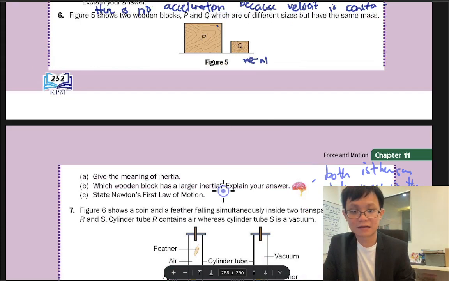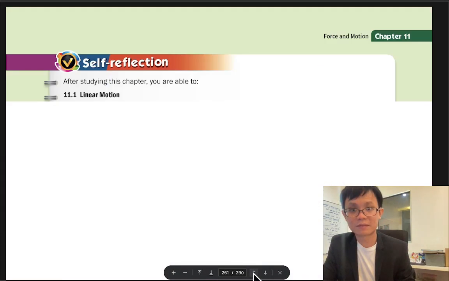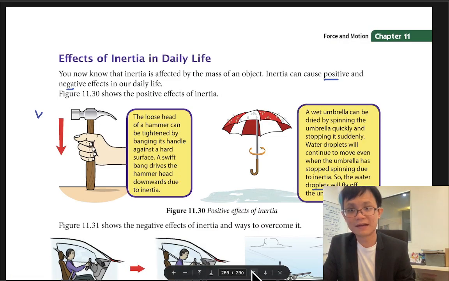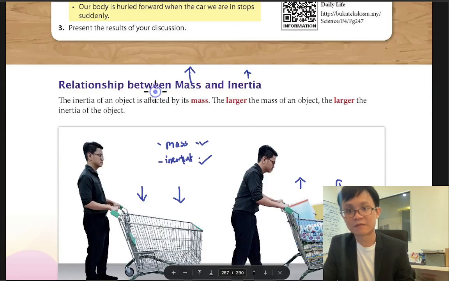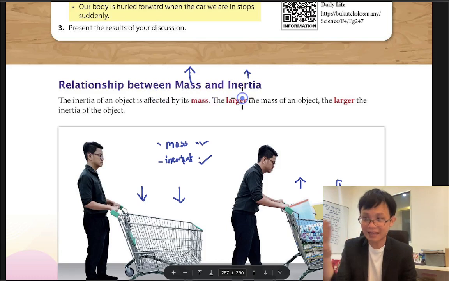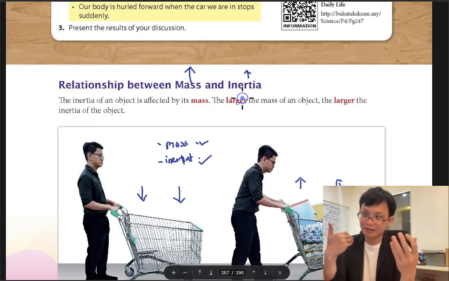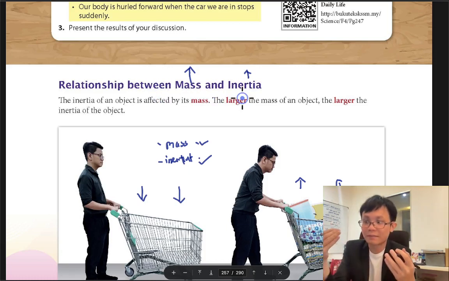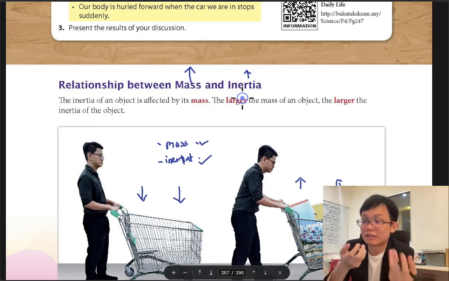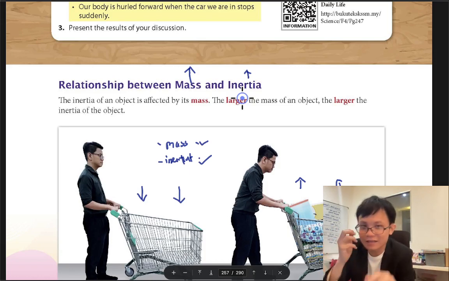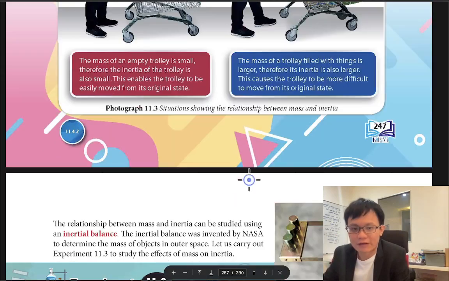If you still remember, we learned the relationship of inertia and mass: the higher the mass, the higher the inertia. The lower the mass, the lower the inertia. But now you are saying the same mass, because the question already says same mass. So of course same mass then same inertia. Okay, so it's a trick question.